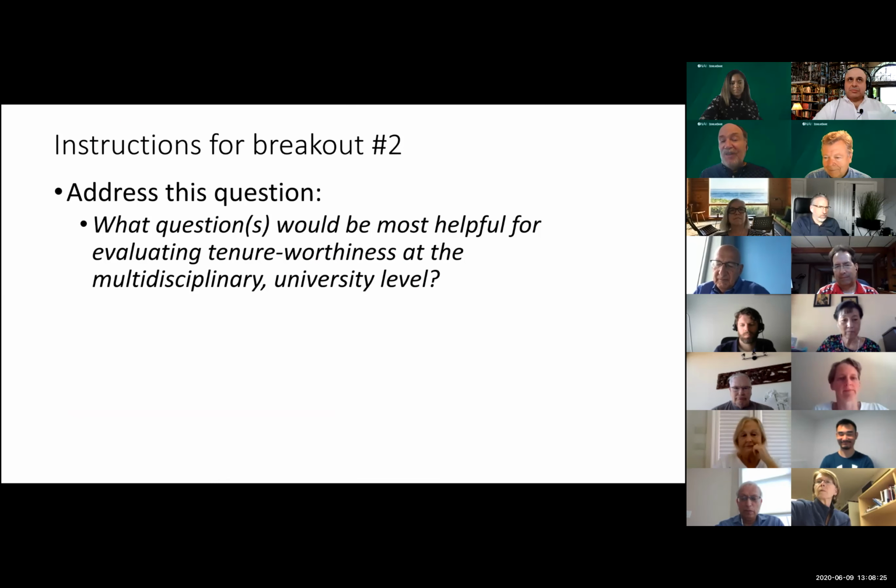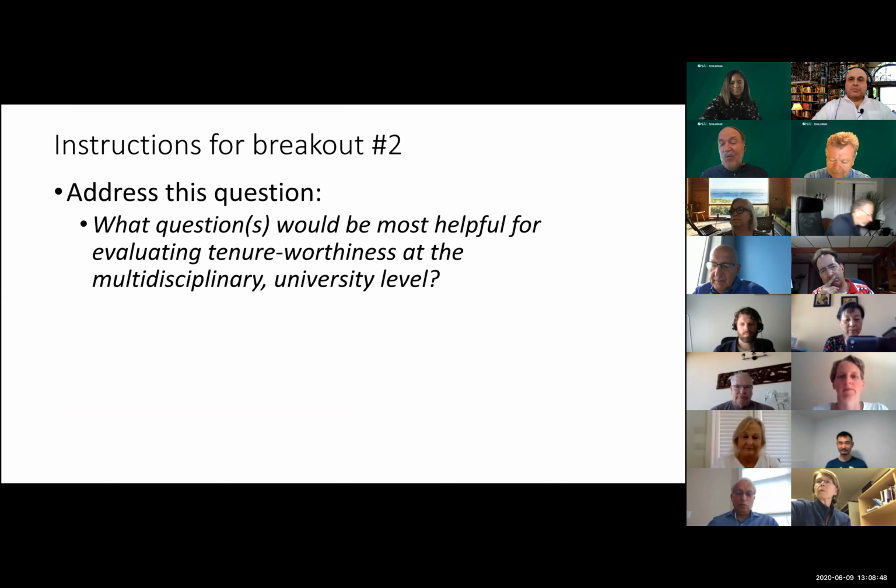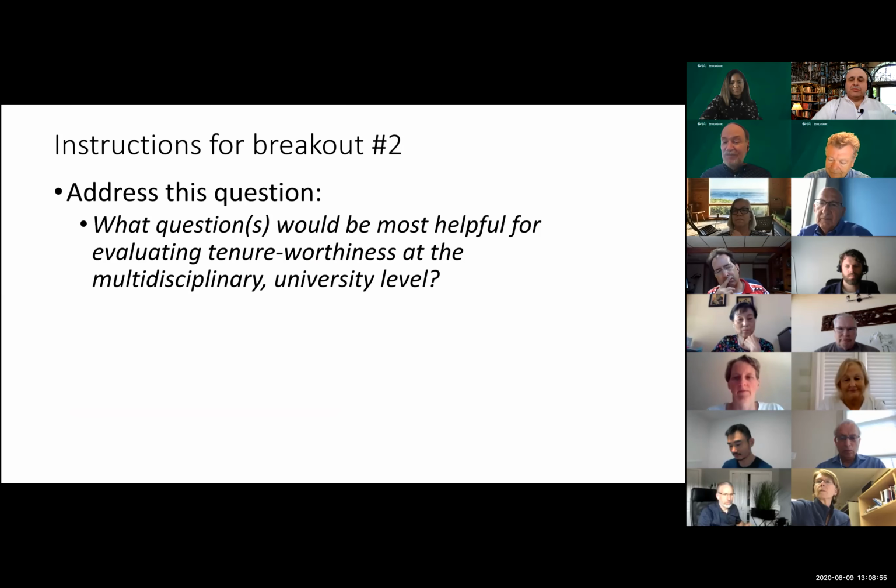And so the question we want for the second breakout, and we're going to do a bit shorter than we thought, which is just fine, is: what is the one question or set of questions that would be most helpful for evaluating the tenure worthiness at the university level? You're sitting in that interdisciplinary group of people who speak very different academic languages. What is the thing you would need to see demonstrated to make that person tenure worthy? Does that make sense as a question? Or you can pipe up if it doesn't and we'll rephrase it. But that's the question: what is the strongest question or the strongest flavor of evidence that a candidate could provide that their work fits, even if they're not in your own field?